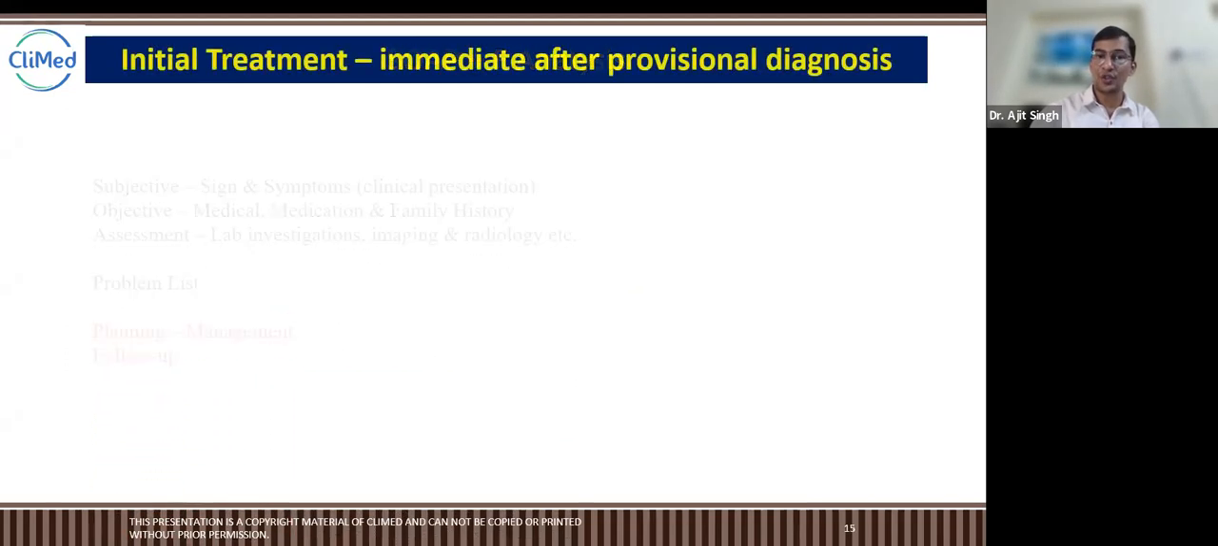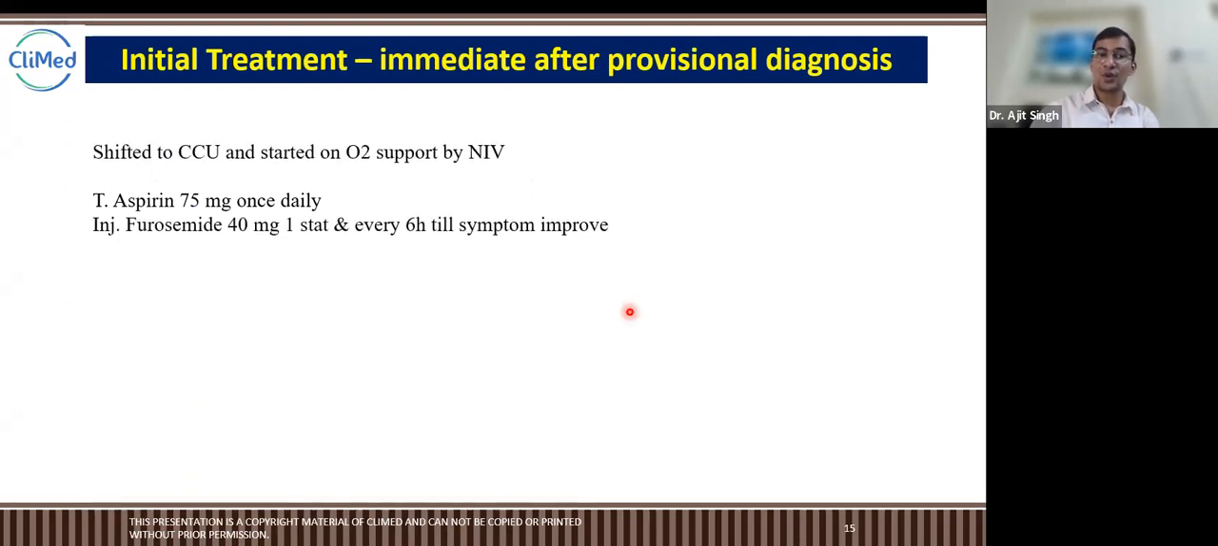Then we have to decide the dose of diuretic. So a diuretic dose of 40 mg was given stat, and every 6 hours till the symptoms improve. Remember this. You should not think, okay, the patient has a lot of symptoms, the patient is not breathing, so give 200 mg furosemide. No, not at all.